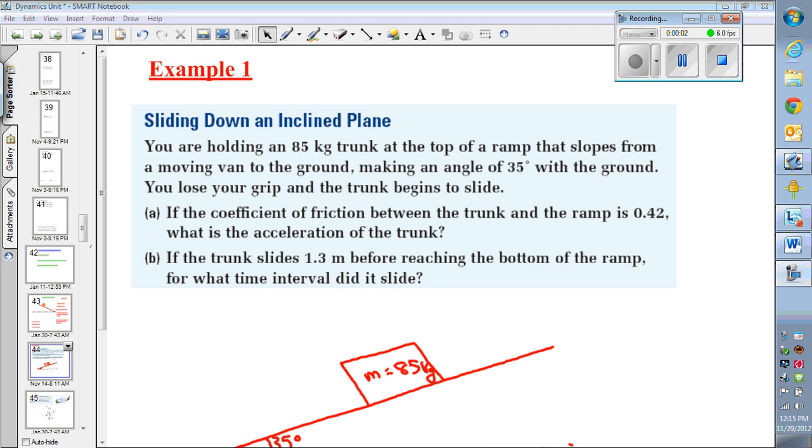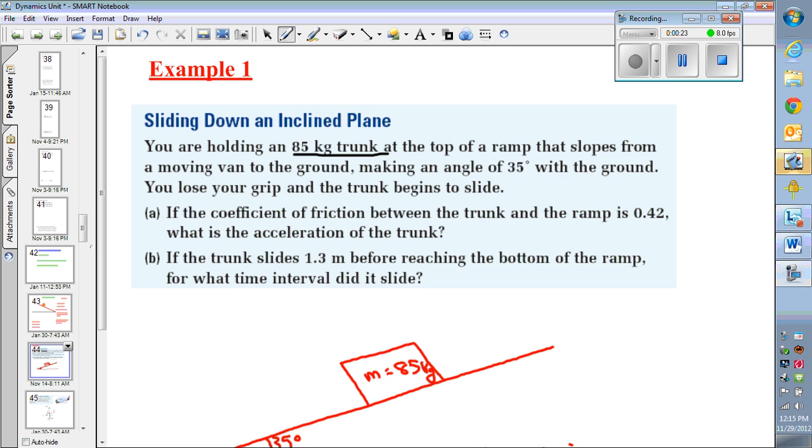Hi there, in this video I'm going to do two examples of inclined plane questions. So the first question talks about you holding an 85 kilogram trunk at the top of a ramp that is sloped at 35 degrees to the ground. You lose your grip on the trunk and it begins to slide down the ramp.